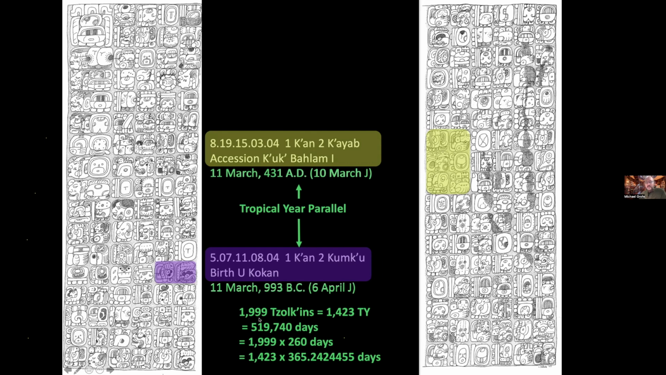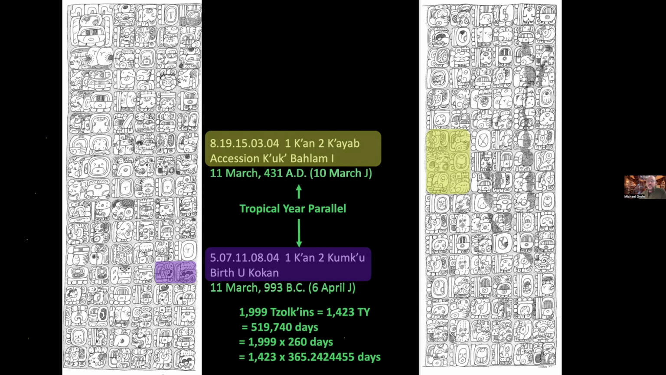So 1,999 Tzolk'ins equals 1,423 tropical years. So the 11th of March here to the 11th of March here. And it's a period of 519,740 days. It is not small. So 1,423 tropical years, and those tropical years would be a tropical year of 365.242445 days. That's incredibly accurate.